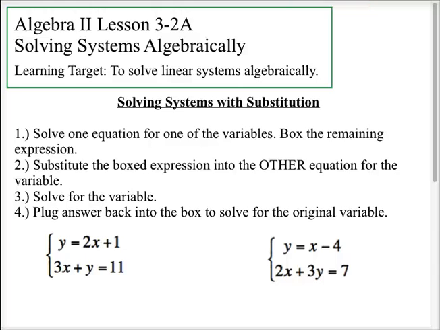Welcome back. Today we're going to move on from graphing. We're still going to be solving systems of equations, but I'm going to show you how to solve them algebraically today. Now, I love these algebraic methods. I personally find them a whole lot better than graphing. So I hope you end up feeling the same, because these are really fun methods.